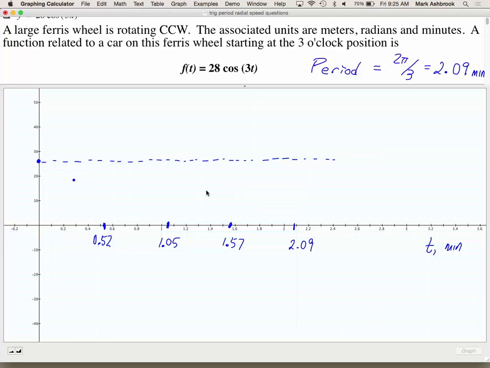And then in the first quadrant, as the wheel turns and you go from the right side to the top, the time going by is going to be 0.52 minutes. And what is our distance in meters to the right going to be? It's going to go from 28 to 0 when we get to the top of the circle, right? When we get to the top of the circle, our distance to the right will be 0. So we're going to have something like this, right?